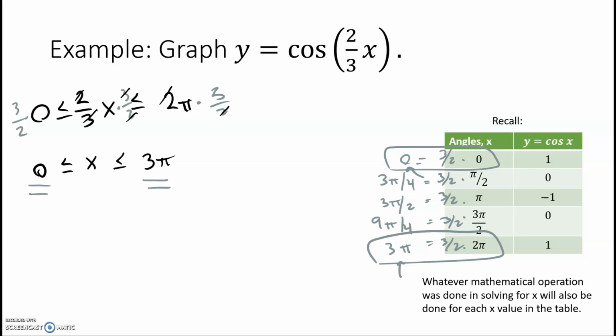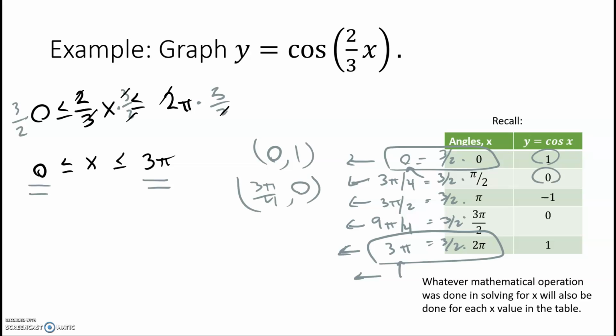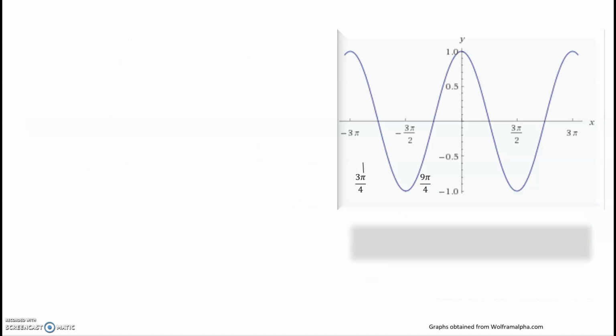Okay, so I'm going to graph. What we have here are ordered pairs. So I take that 0 from my x values, comma, and then take this 1, and I plot that. And then take the 3 pi over 4, comma, 0 from this right here, plot that. And you'd keep on going down, plot each of those numbers. It would give you this graph right here.